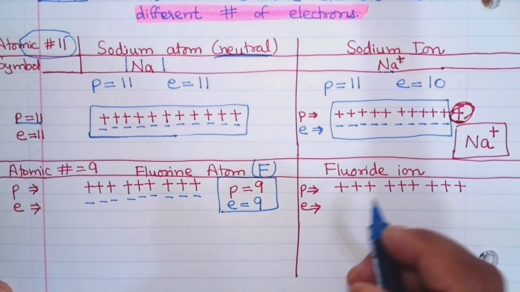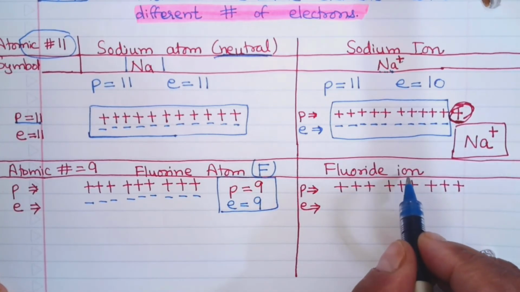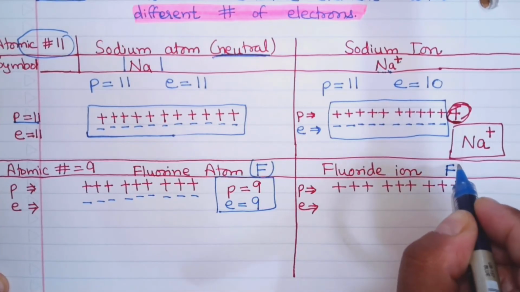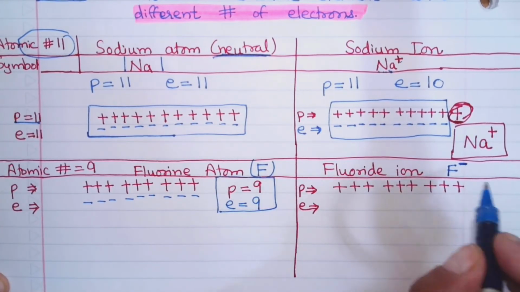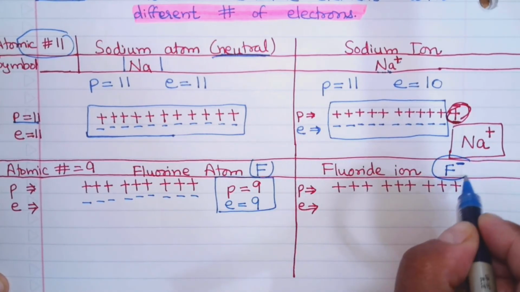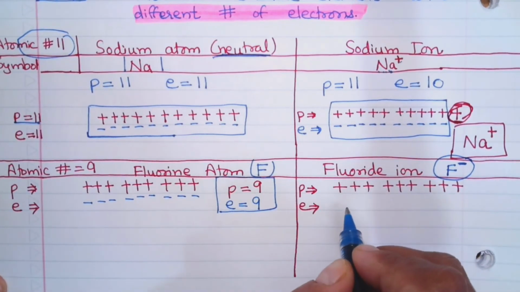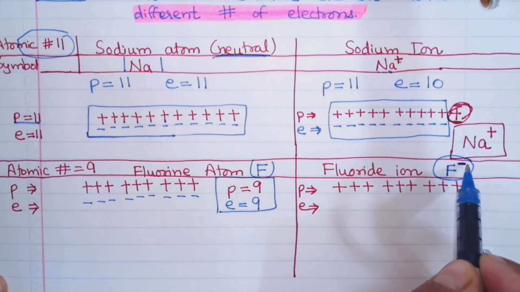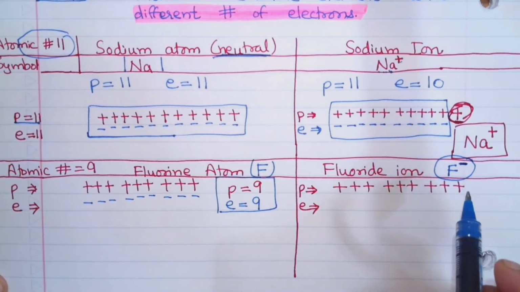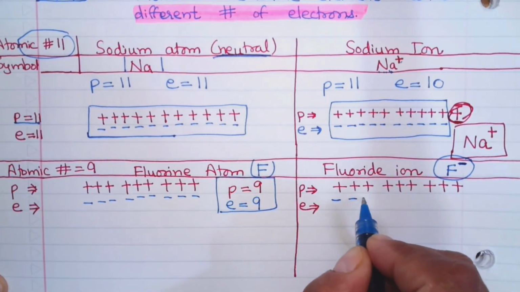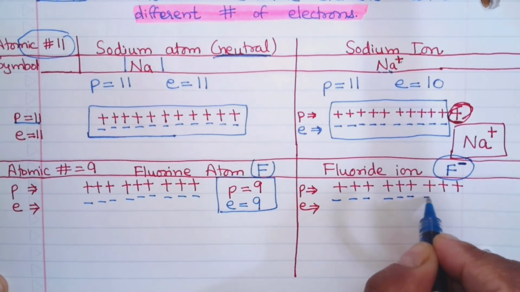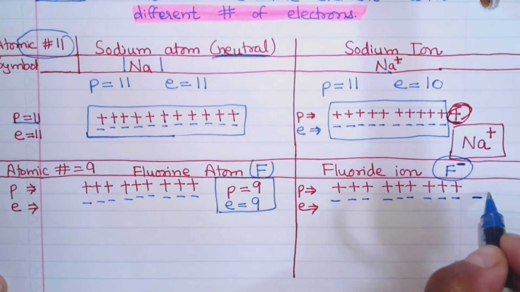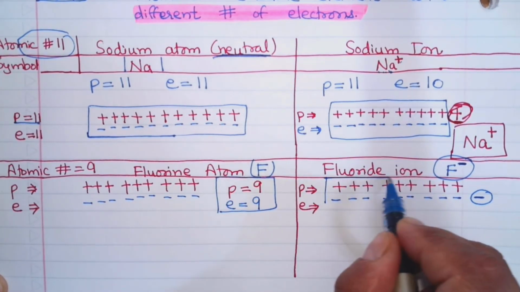Now let's talk about the fluoride ion, the ion formed by fluorine, right? The fluoride ion has a charge of -1. This is how we represent the symbol. This is the symbolic representation of the fluoride ion. So how many electrons do you think? Since there is an additional negative charge, meaning 1 extra electron that is not balanced by the 9 protons, right? So we have an additional negative charge that is not balanced.